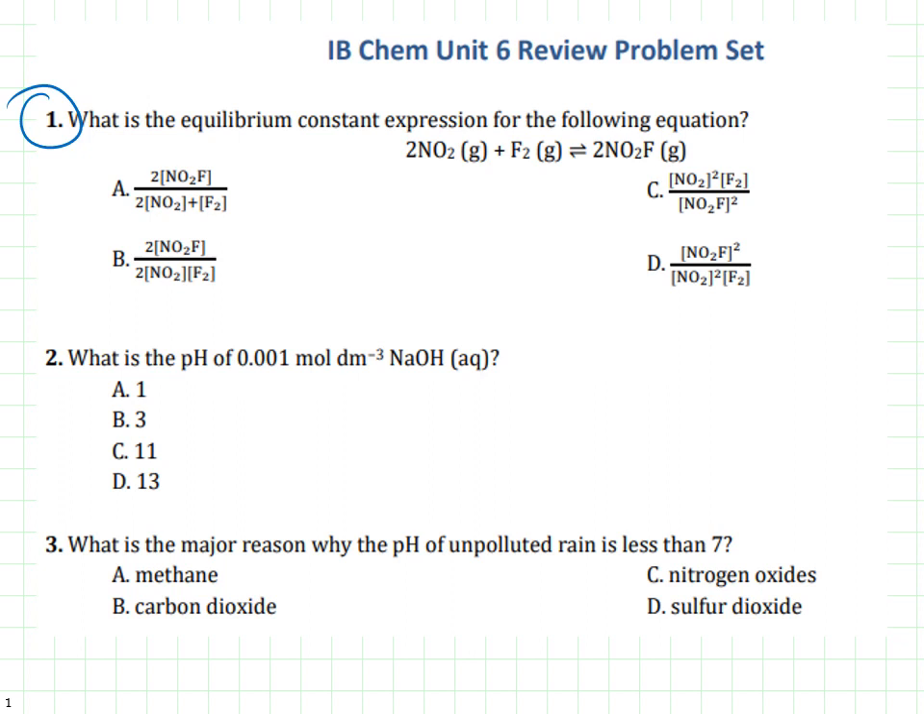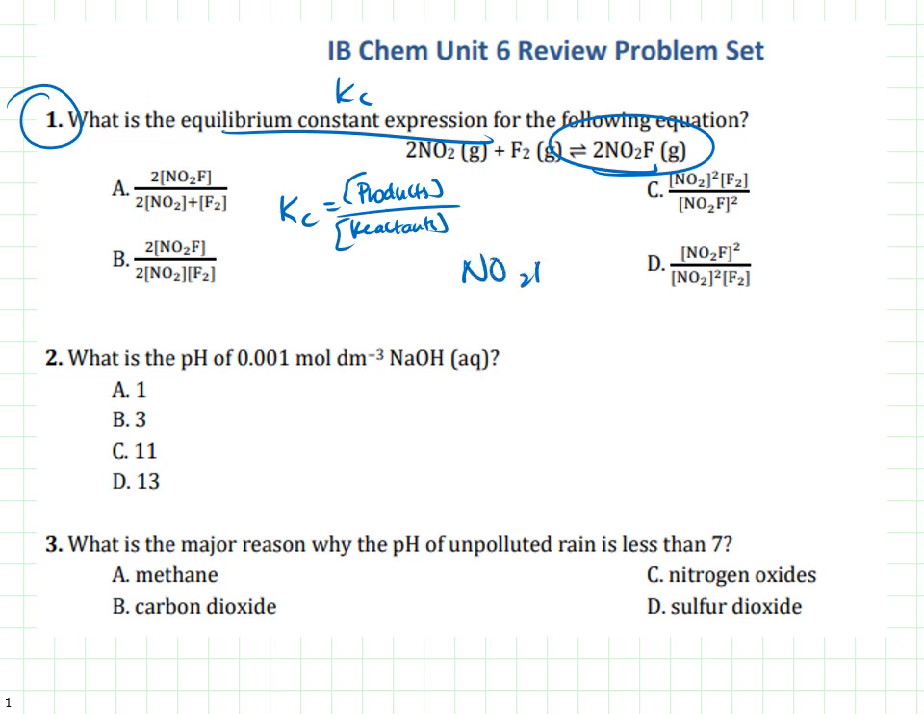What is the equilibrium constant expression for the following equation? Remember that we're looking for Kc. This is looking for Kc, and that is the ratio of the concentrations of the products over the concentrations of the reactants. So find your products first. We're going to put that on the top. We're going to put the brackets around it to show concentration, and my coefficients become exponents. On the bottom, I need my reactants.